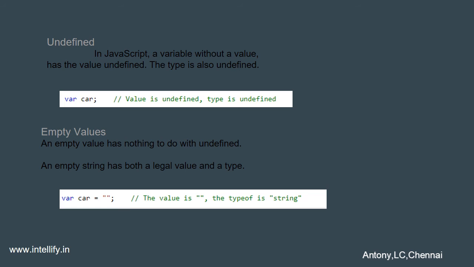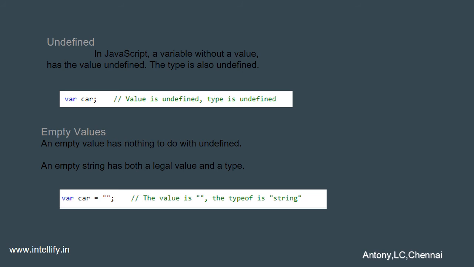What is undefined? In JavaScript, a variable without a value has the value undefined. The type is also undefined. That is why the name suggests undefined. For example, say variable car. The value is undefined, and the type is undefined, because car is a string, but we are not specifying it within double quotes.